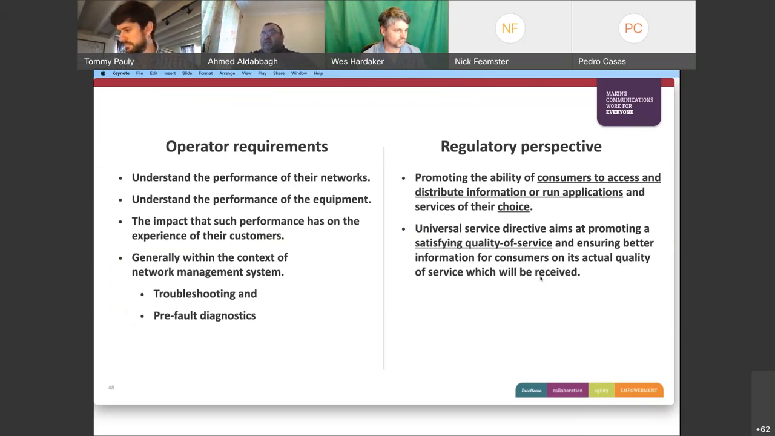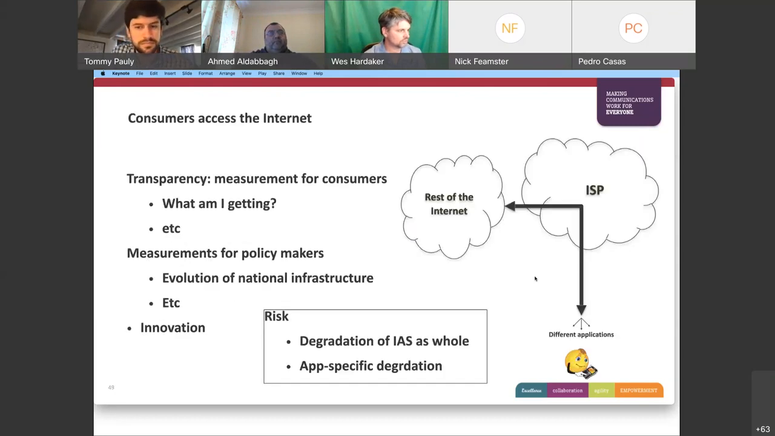Regulators have a slightly different perspective. We are concerned about making sure consumers have access to a wide range of information and can run applications, and also ensuring that they have a good, wide choice of content online. One thing that regulators tend to think about, especially in Europe, is the Universal Service Directive. So it's around being able to provide a minimum quality of service to support end applications. Next slide, please.